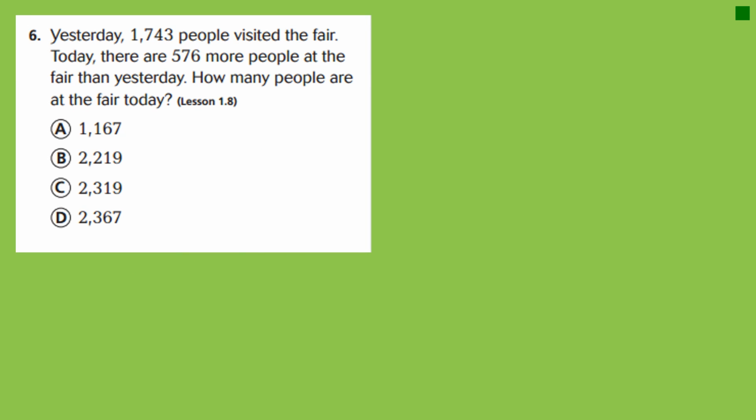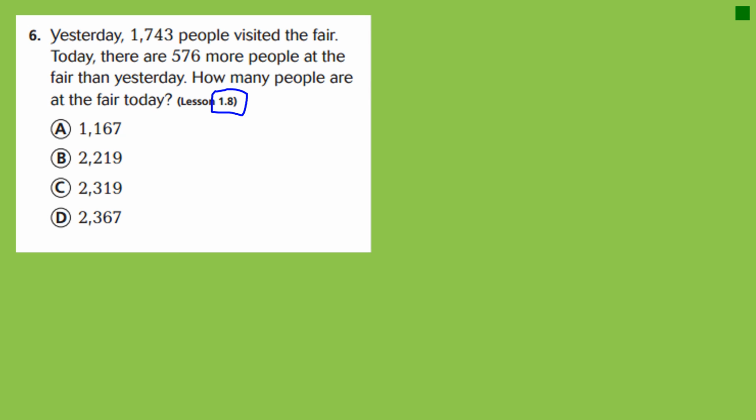All right. We are down in the spiral review, number 6. Yesterday, 1,743 people visited the fair. Today, there are 576 more people at the fair than yesterday. How many people are at the fair today? Oh, this is a good one to go back to. Look at this, all the way back from chapter 1, lesson 8.